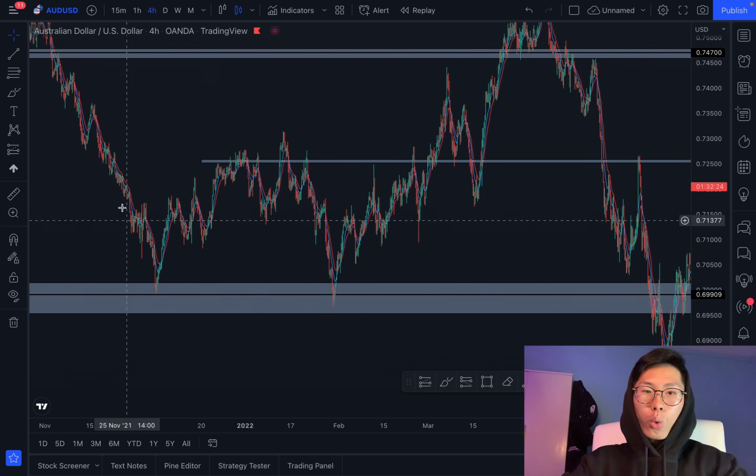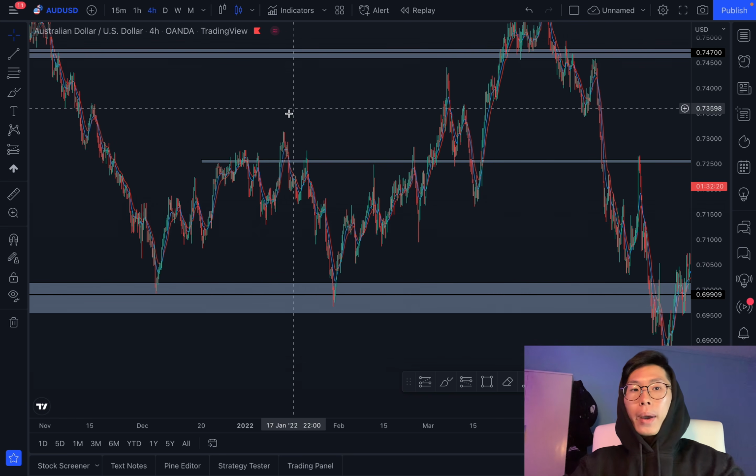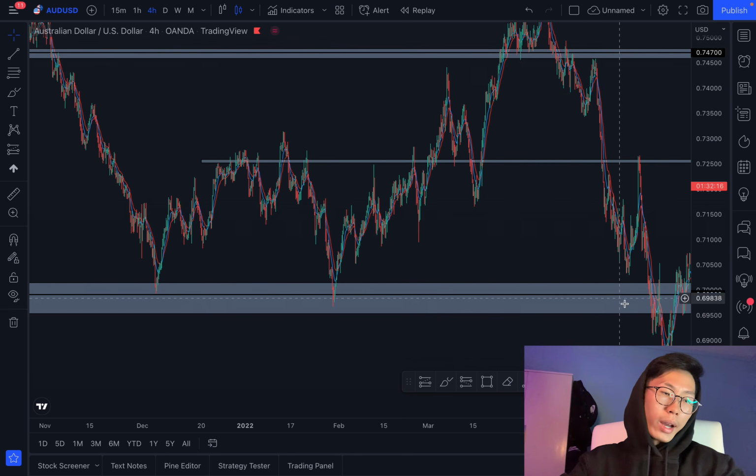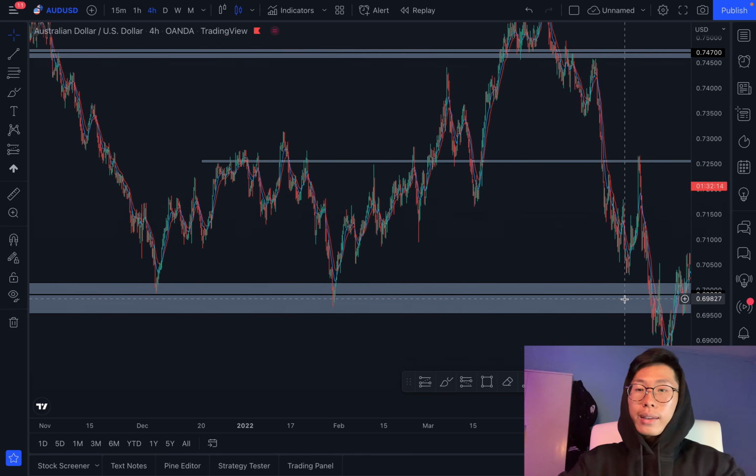You can see right here, the last time it came back down here was in 2021, last year, then it went back up, came back down here again, and went back up. So the next time, which is right now, price went back down here. Guess what? Price is very unlikely to break past it.